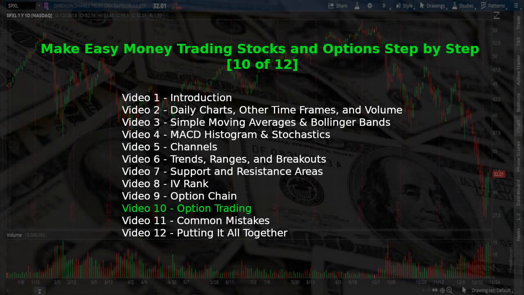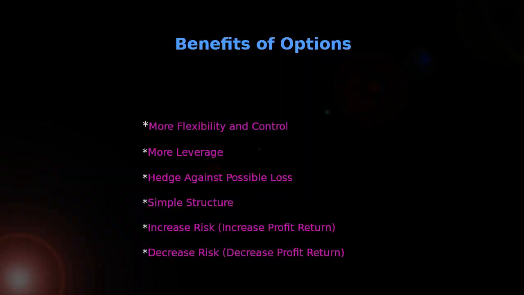Options give traders more flexibility and control over the combination of risk, time, and money management than just owning shares of stock. They also give traders much more leverage, which translates to potentially larger profits in comparison to just owning stock shares. There are other benefits to buying and selling options, such as hedging, where you can use different strategies to offset a losing position or potential future loss.